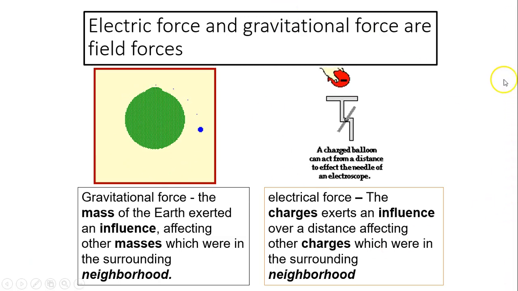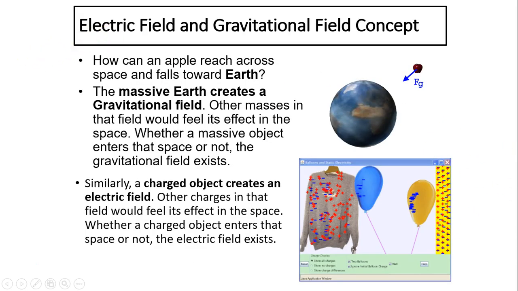Similarly, anything that has charge will have an influence on the space around it. So it will affect any other charge which is in that space. And that space, we call the electric field. So that is the electric field and the gravitational field concept.